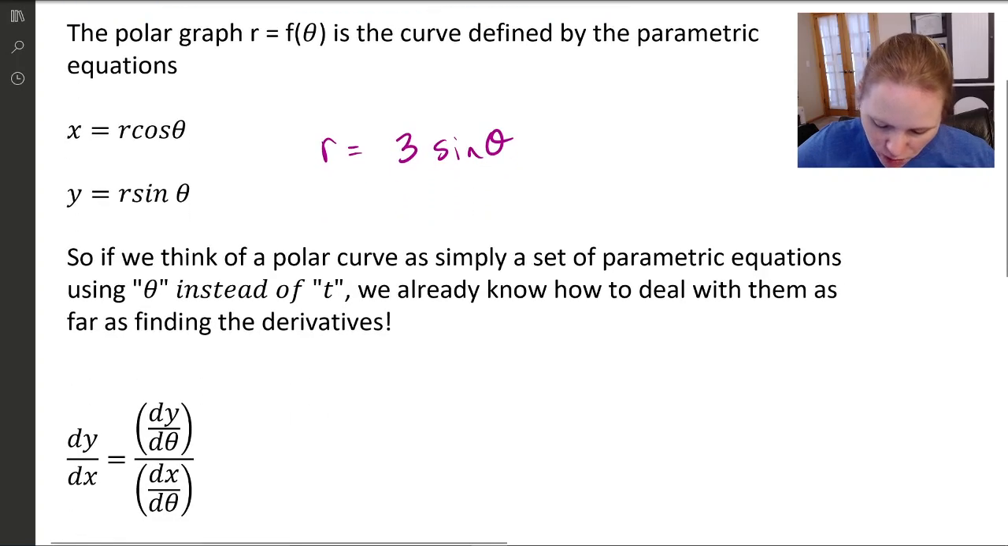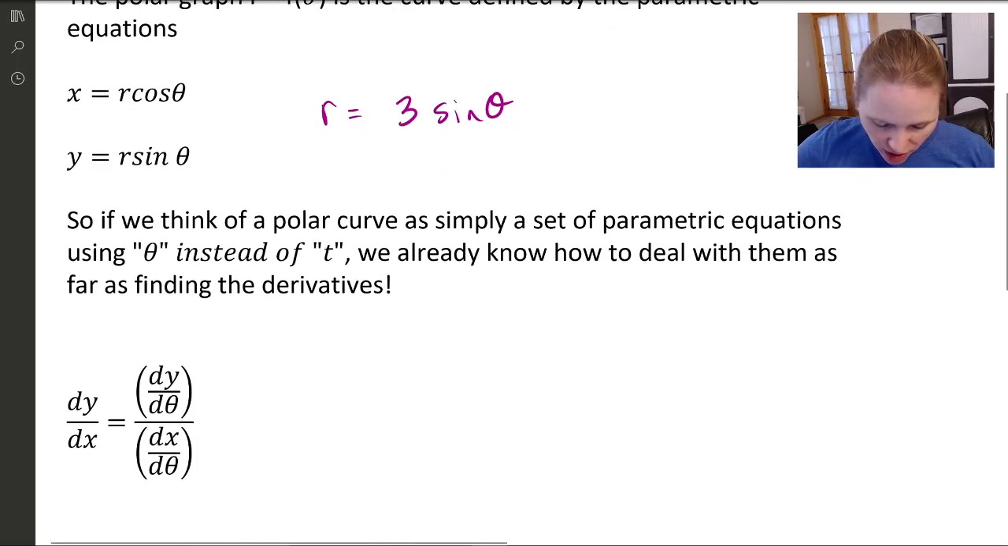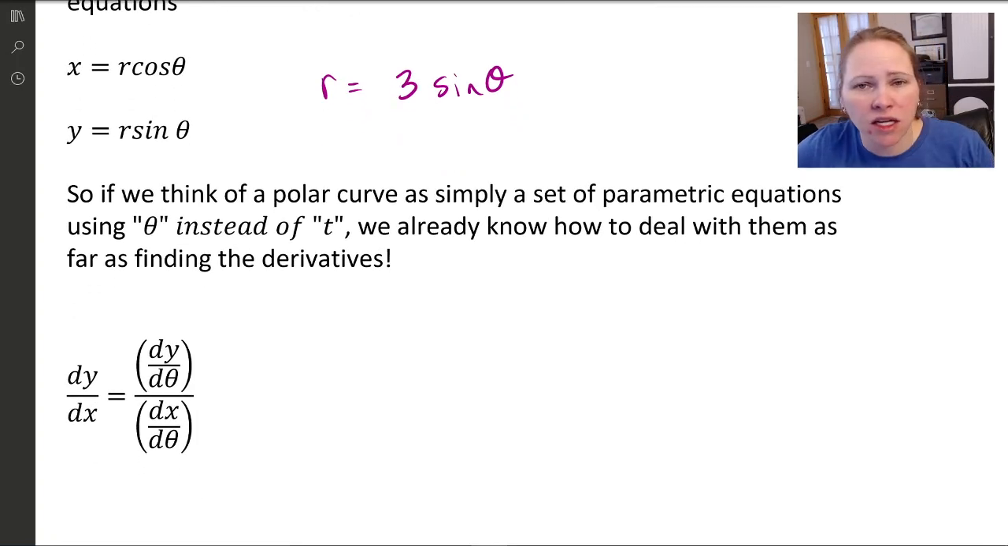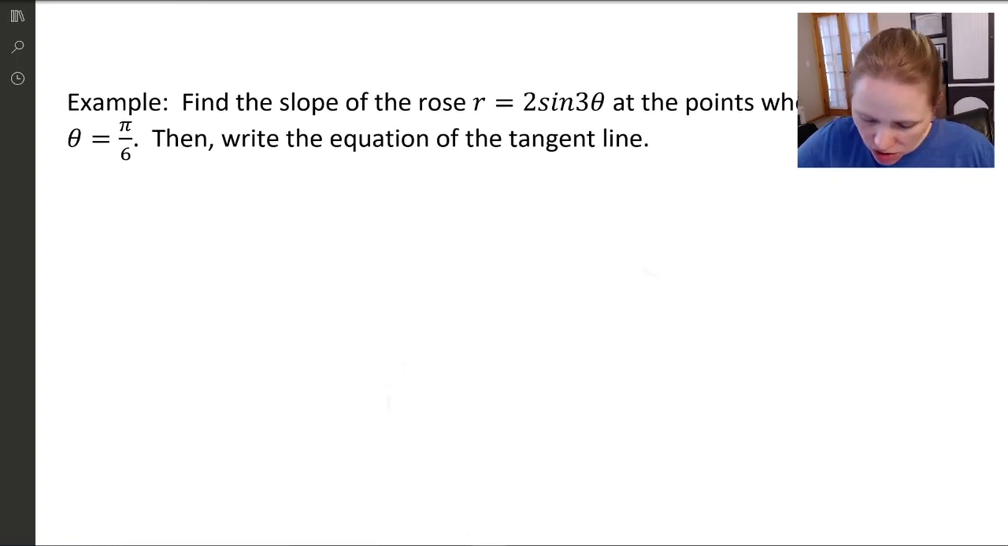But if we think of a polar curve simply as a set of parametric equations, having r cosine theta and r sine theta as our parametric equations, we already know how to deal with them. So for example, dy dx would simply be dy d theta divided by dx d theta. In the same way that we have t, theta is our parameter. So we're going to treat them just like we would any sort of parametric equation. So let's apply it here to this example.